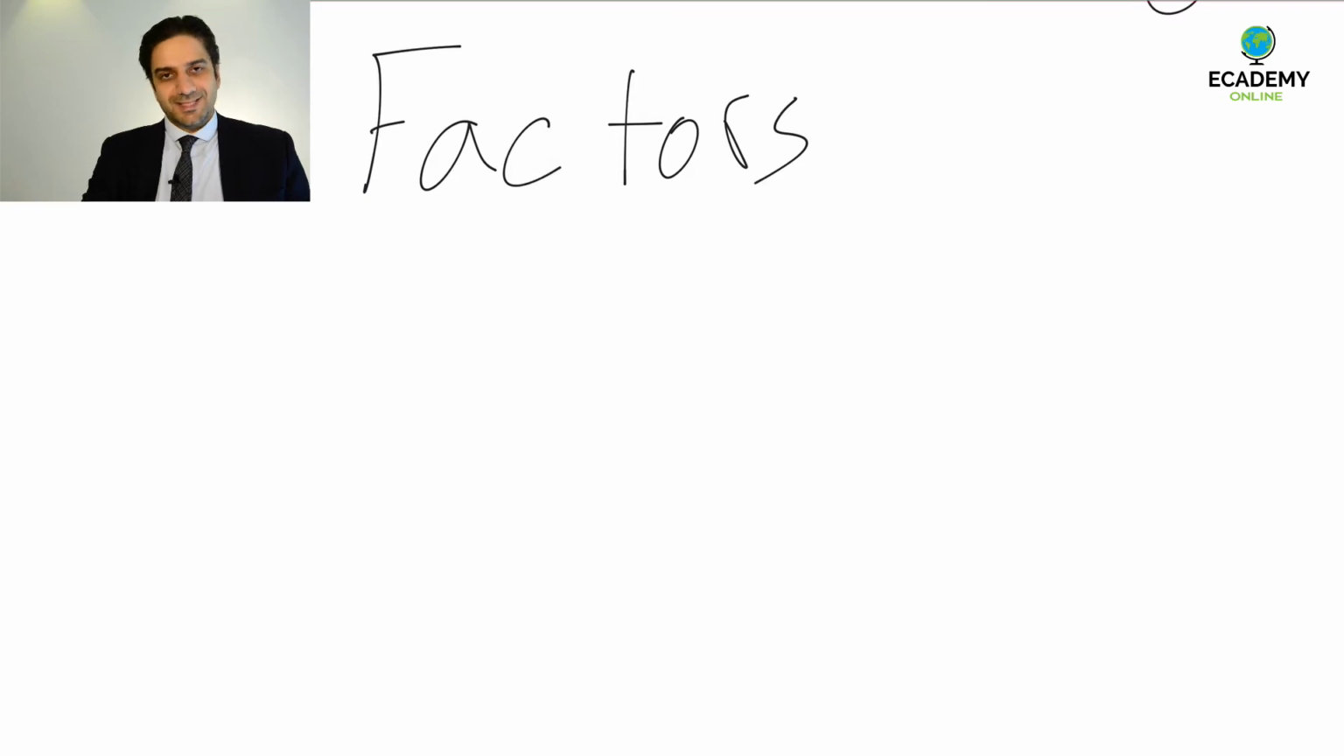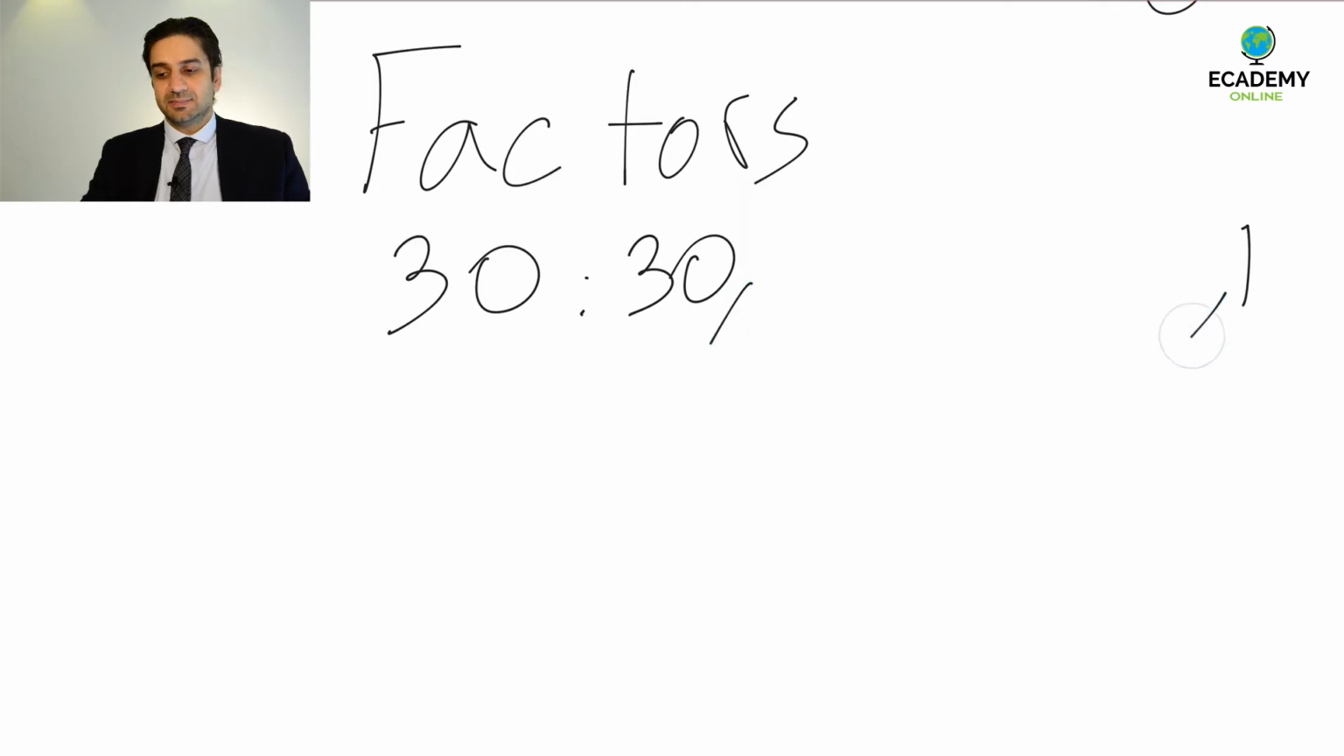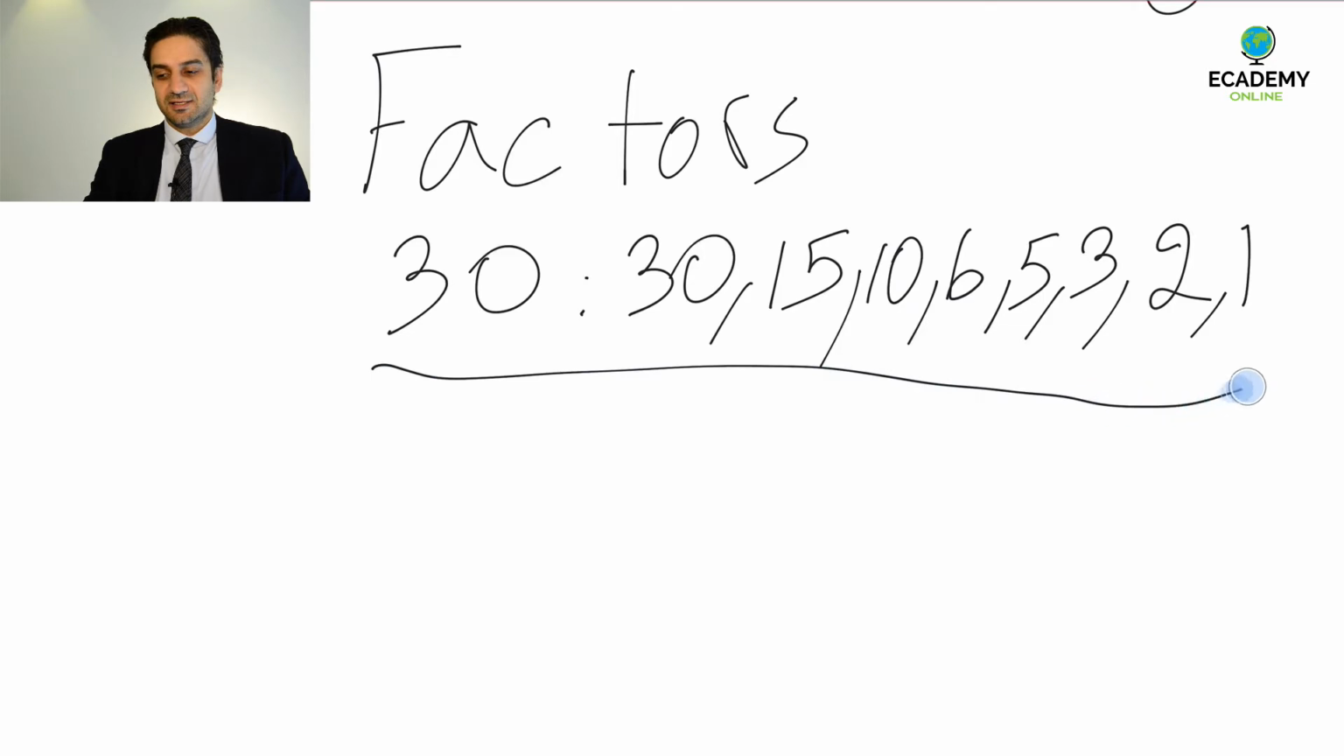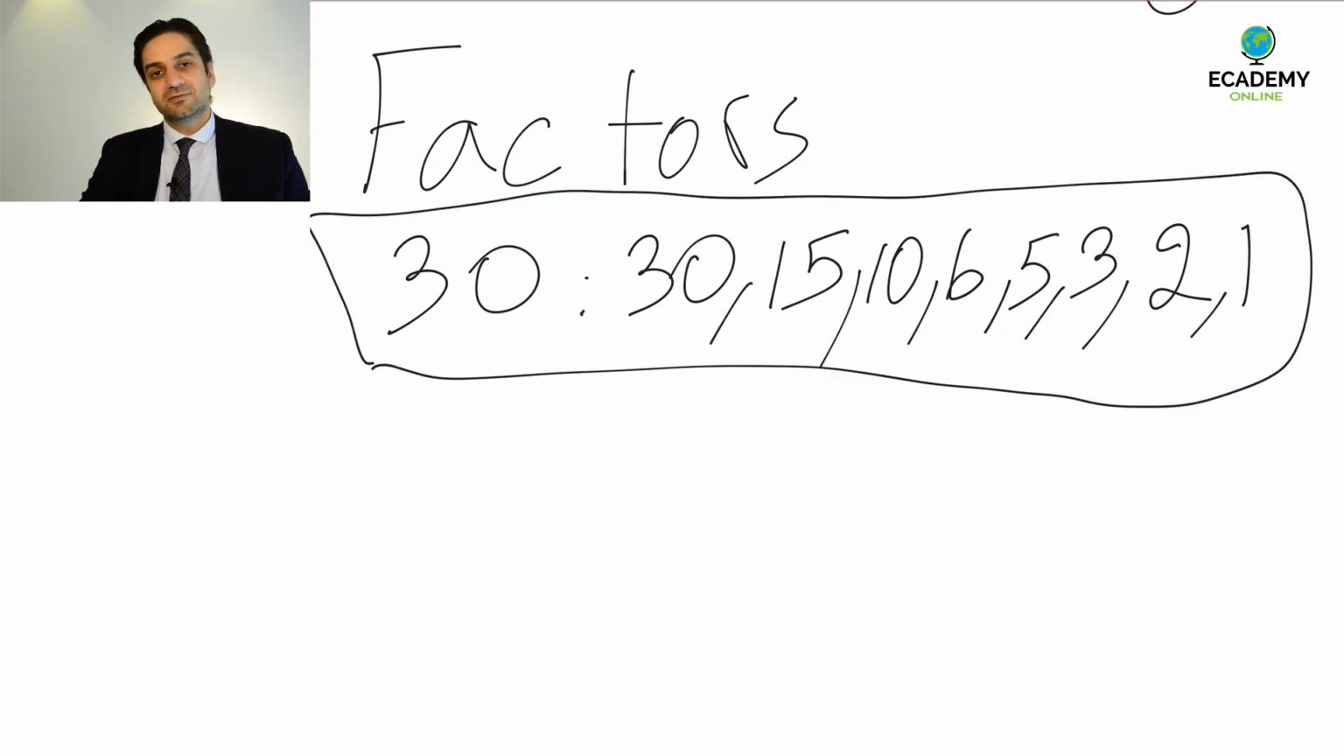However, for example, if I have 30, the biggest number that 30 can be divided by is itself, 30, of course. It's 30 times 1 that gives me 30. And then I have 15, because it's 15 times 2 that gives me 30. Then I have 10. It's 10 times 3 that gives me 30. Then I have 6. It's 6 times 5. And these are the only factors of 30.